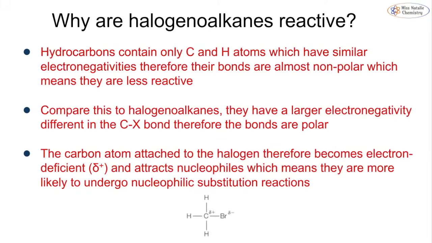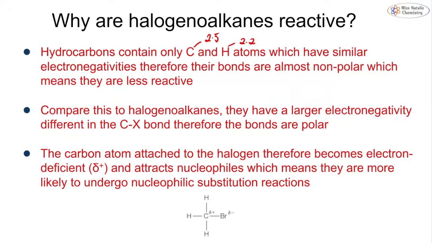So we need to understand why halogenoalkanes are reactive. If we consider hydrocarbons, hydrocarbons have only carbon and hydrogen atoms, and they contain very similar electronegativities, 2.5 and 2.2. Because they have such similar electronegativities, their bonds are almost non-polar. That means that the electrons are very nicely shared. We don't get any overall dipoles, so it's not particularly reactive to other molecules such as positive or negative ions or dipoles, or even lone pairs.